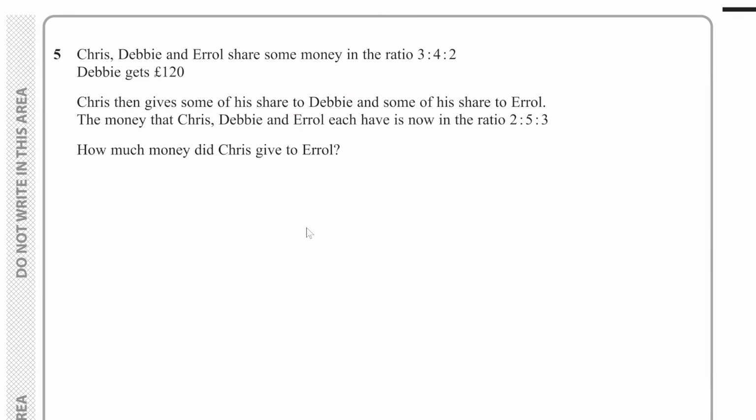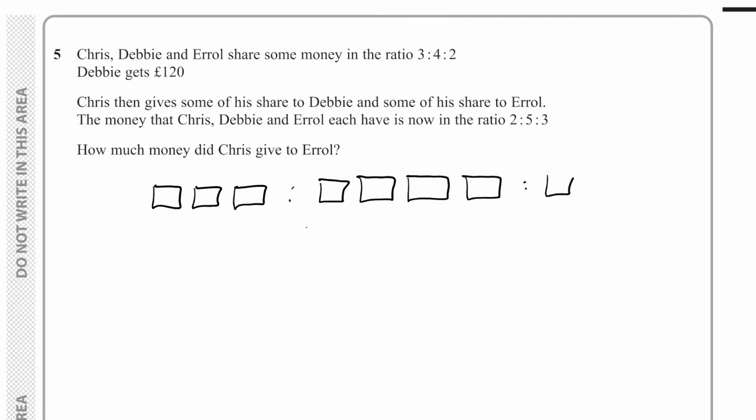Chris, Debbie and Errol share some money in the ratio 3 to 4 to 2. Debbie gets £120. So let's work out how much they each get. There's a second part to the question, but we're going to need to work out the first part first. So we've got the ratio 3 parts to 4 parts to 2 parts.